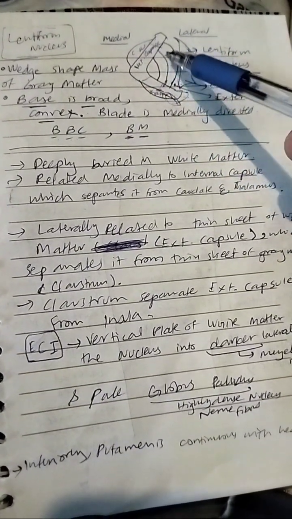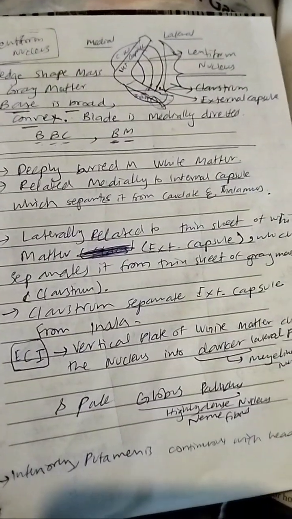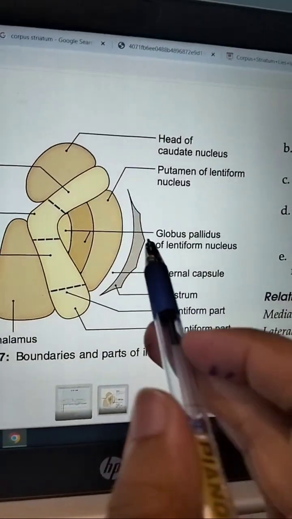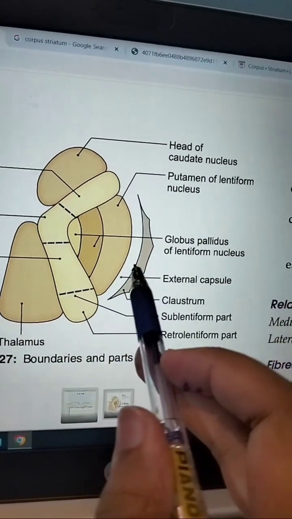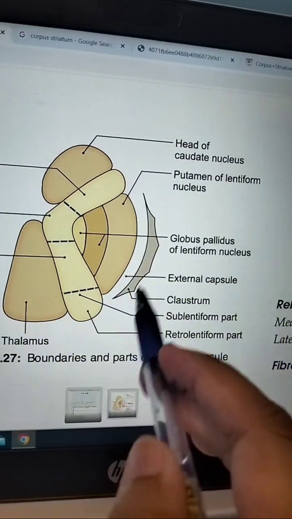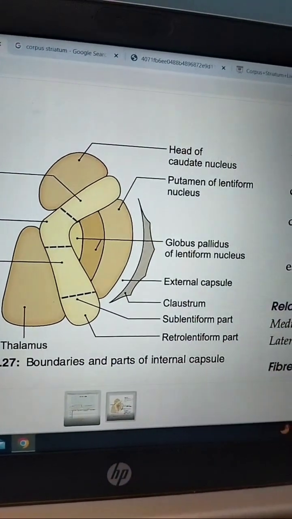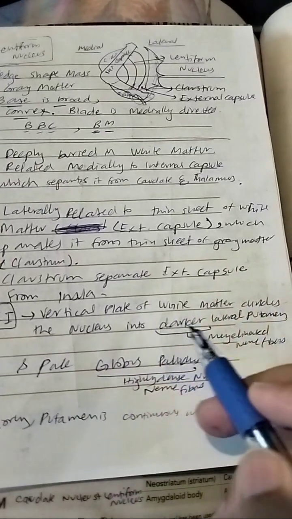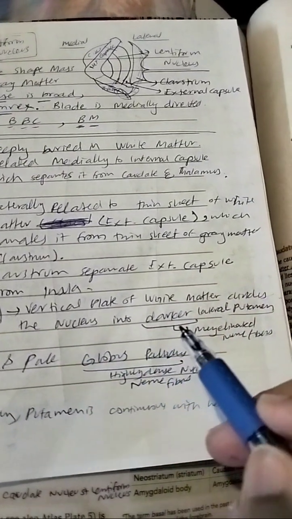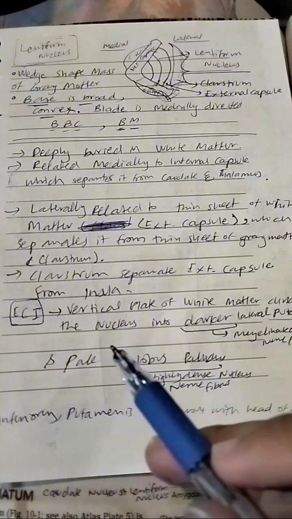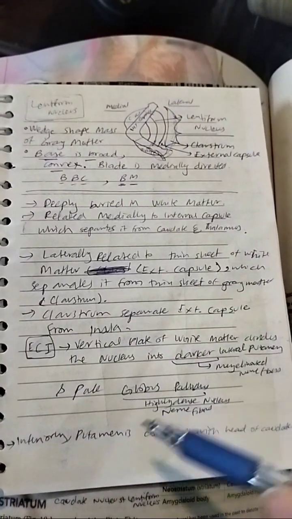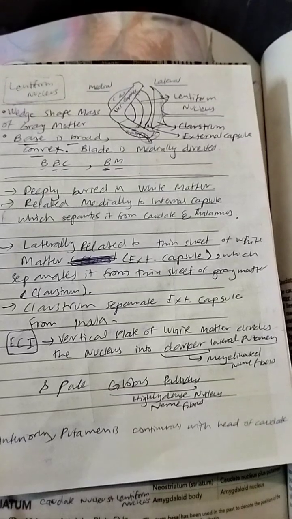It is laterally related to a thin sheet of white matter, which is the external capsule. The external capsule is going to separate it from the claustrum, which is a thin sheet of gray matter, and the claustrum is going to further separate it from the insula. A vertical plate of white matter is going to divide the nucleus into a darker lateral putamen and a pale globus pallidus. Inferiorly, the putamen is going to be continuous with the head of the caudate.